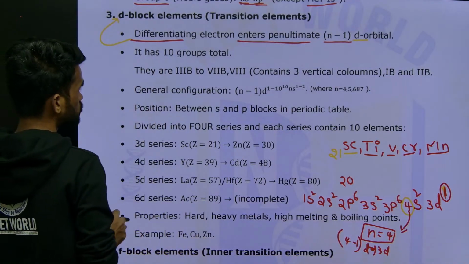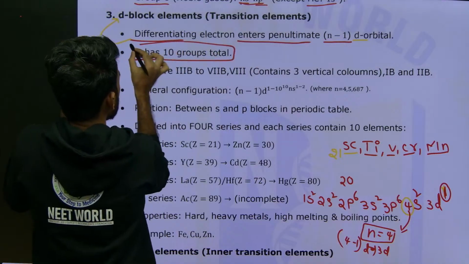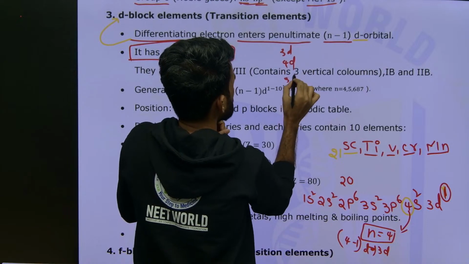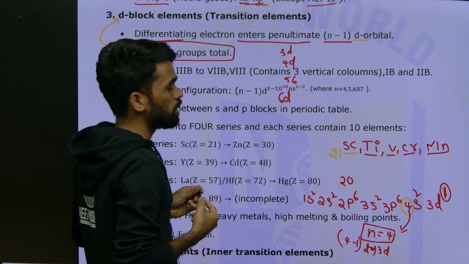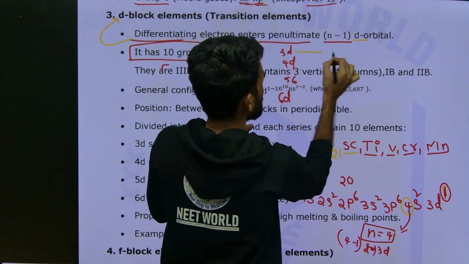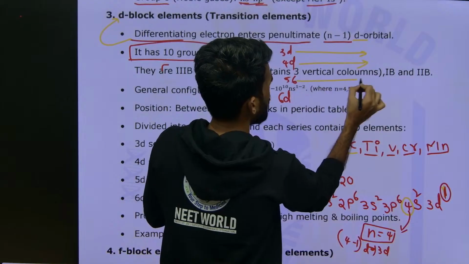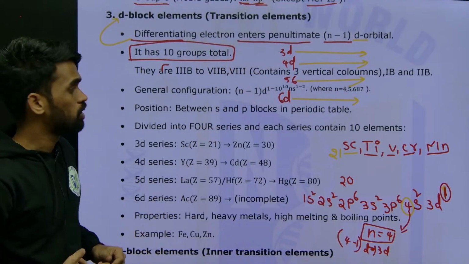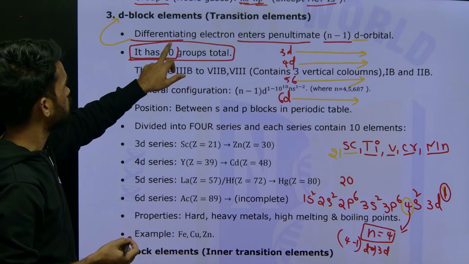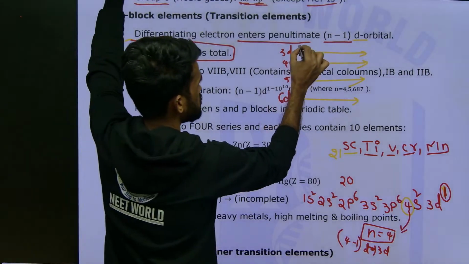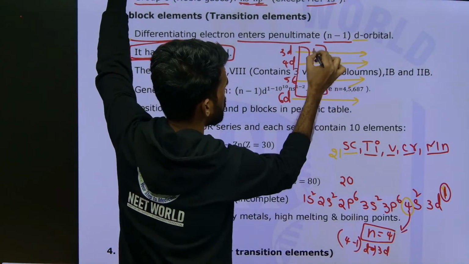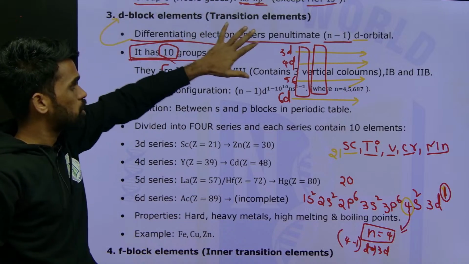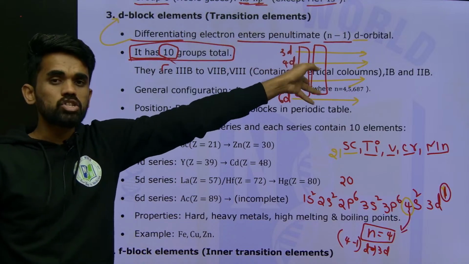Now it has 10 groups in total. There are the 3d series, 4d series, 5d series and 6d series. In each of these series there are 10 elements. So how many columns of d block elements will there be? The d block consists of 10 columns, and each column is called one group.